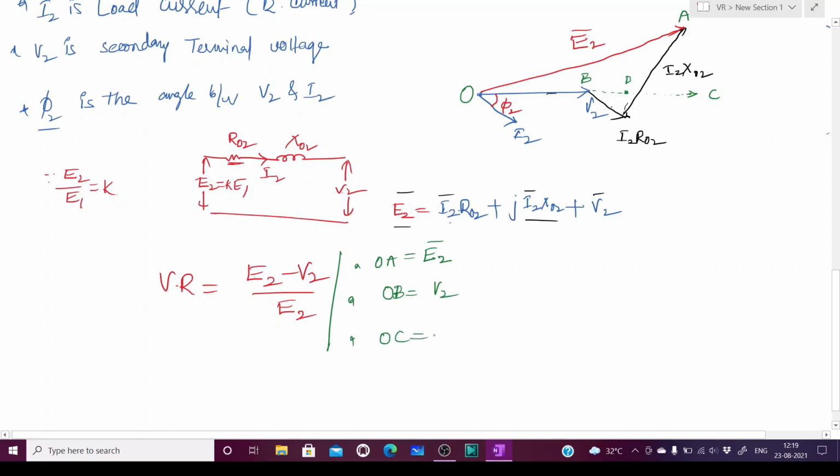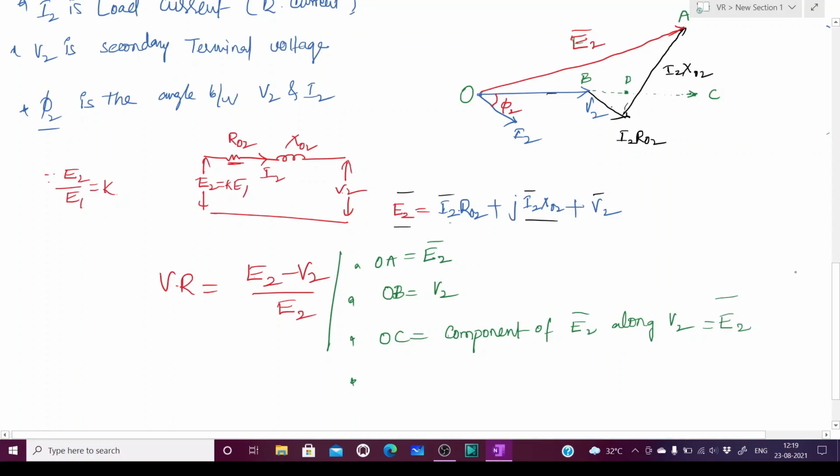OC equal to, here this is interesting. OC and OA will have the same length. OC is nothing but the component of the E2 vector along V2. So OC is our E2 vector along the V2 phasor. That means we are going to find this length here. This OC length will be equivalent to this OA length, so OC will be our E2.